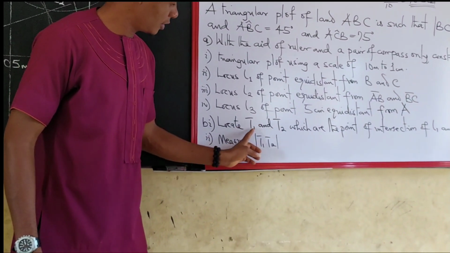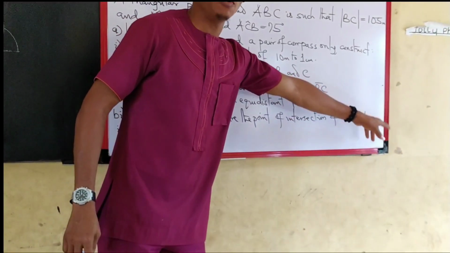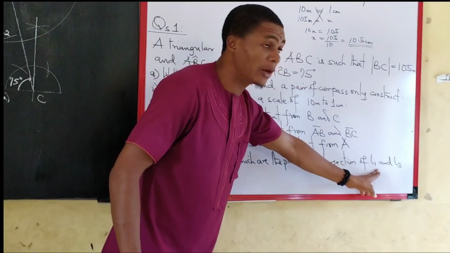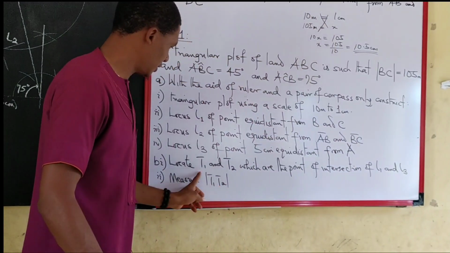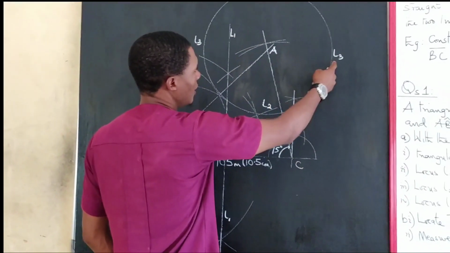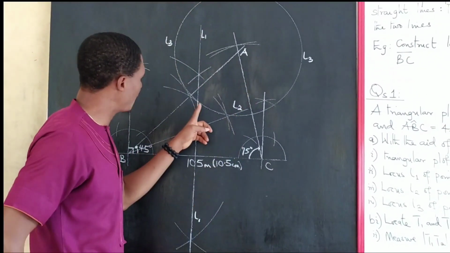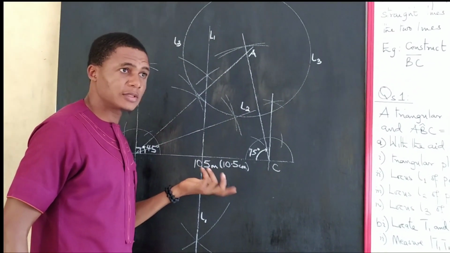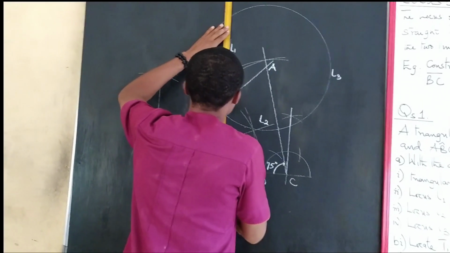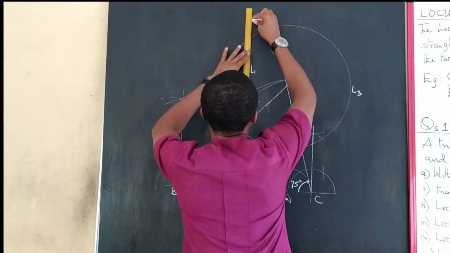Locate T1 and T2, which are the points of intersection of L1 and L3. Okay? Now that means I have to look for the points of intersection of L1 and L3. Then call them T1 and T2. So where is L1 and L3 intersected, right? Okay, so what do I do? I need to extend this, because this is the first intersection, right? Yes. Remaining the second one. That means I have to extend to have another one up here. Okay, so I'm going to extend.